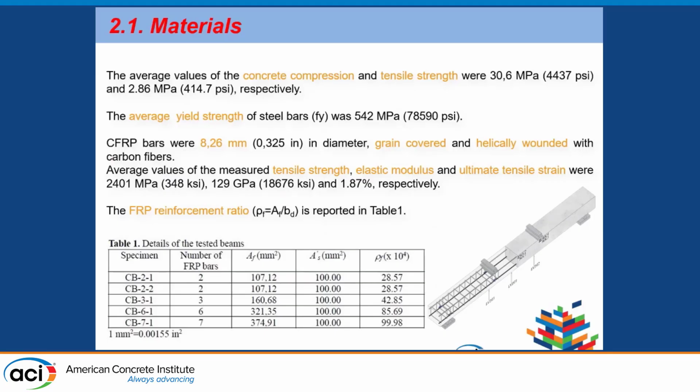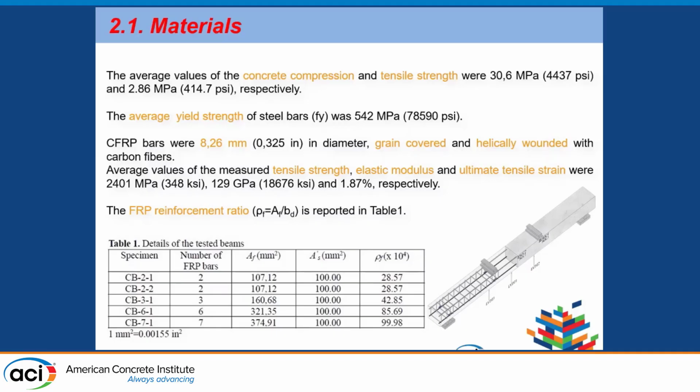Then, regarding the materials, the experimental campaign started with some material characterization tests. In particular, the compressive and tensile strength of the concrete were equal to 30.6 megapascal and 2.86 megapascal, respectively. Regarding the steel rebar, the average yield strength was equal to 142 megapascal.